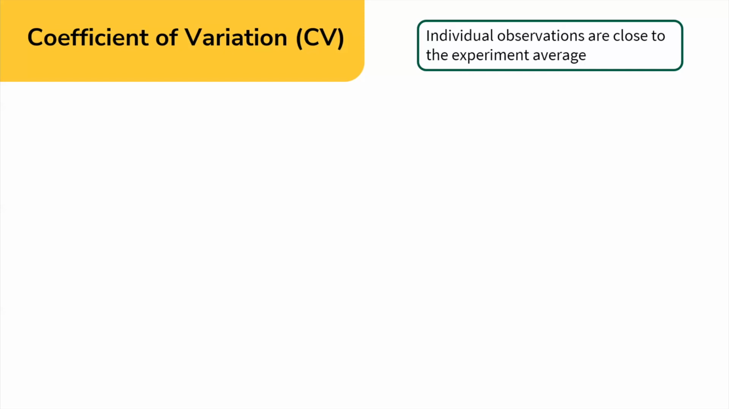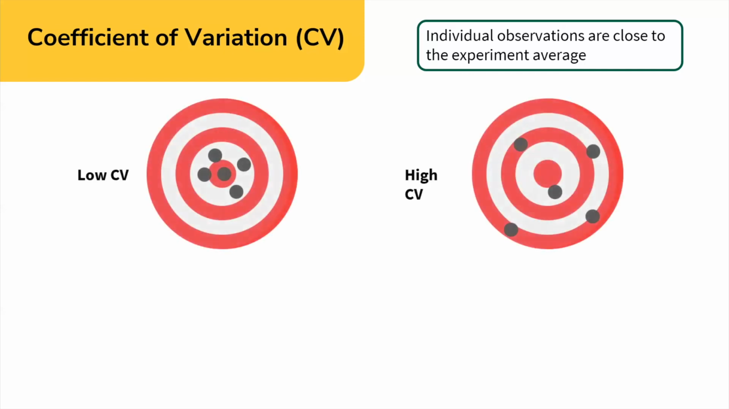I'm a really visual person, and I really understand things with diagrams. So I did this for you guys. If we have a low coefficient of variation, that means that most of our observations are close to the experimental average. So it will be the first circle here, the first target here. But if we have a high coefficient of variation, that means that they are all over the place. They are not close to the target. So this is just a representation.